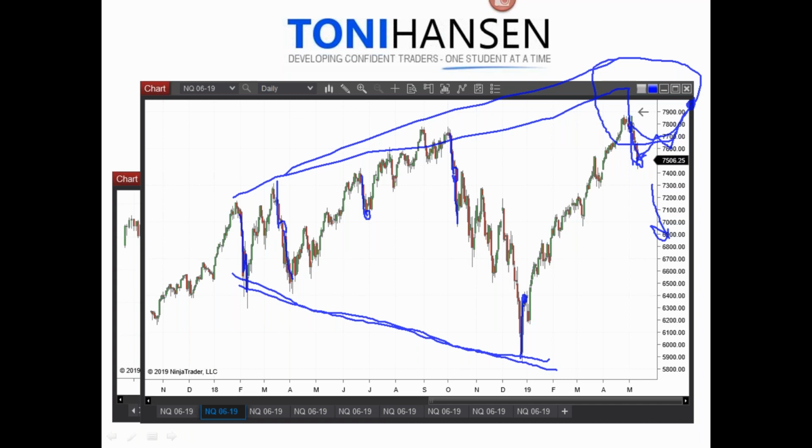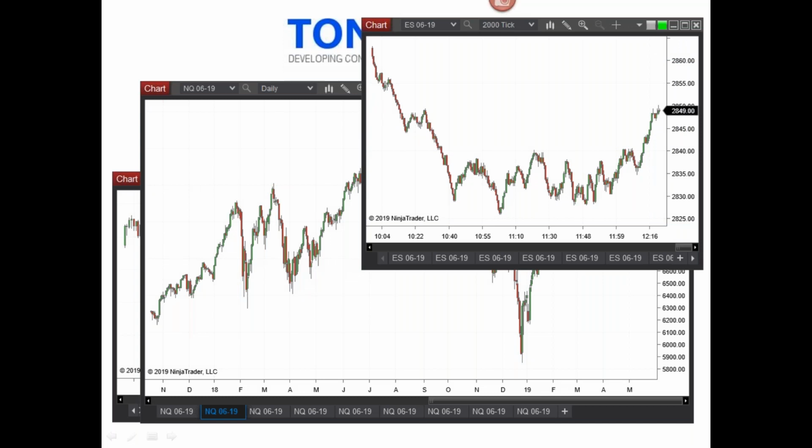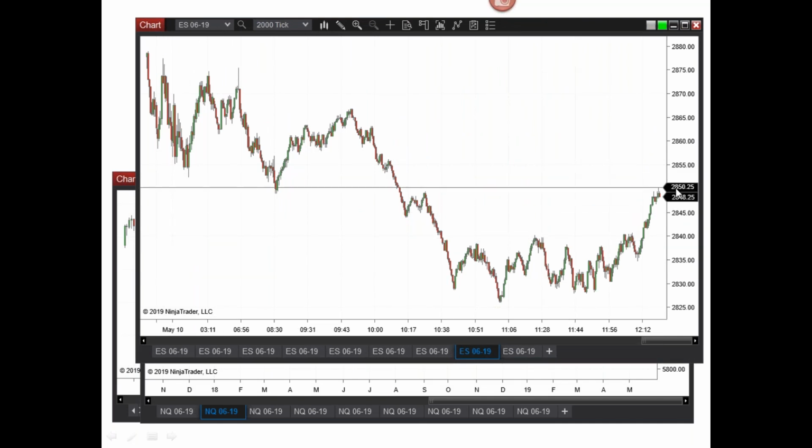Let's go look at the S&P. So the last couple of weeks, we've also talked about diving in and looking at individual securities that make up the larger indices, a lot of the individual components. By the way, measured move here. Some initial resistance on this.